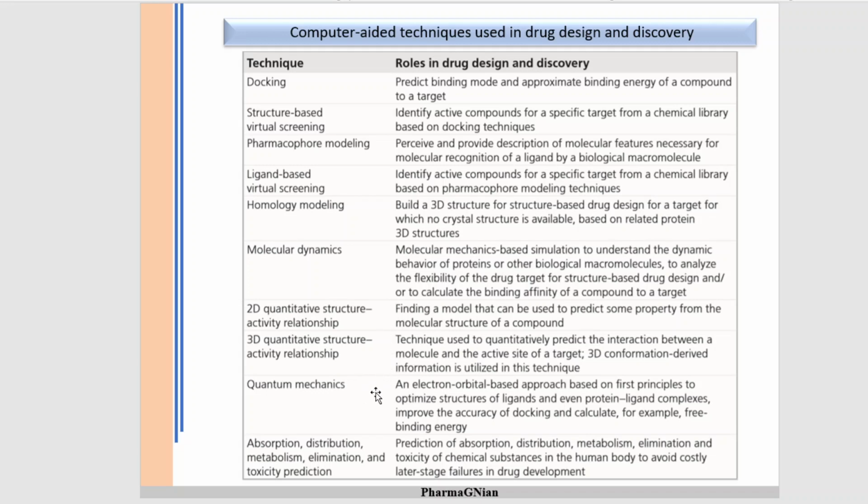The next technique is quantum mechanics, and it has a role in drug design and discovery too. It optimizes the structures of ligands and even protein-ligand complexes, and improves the accuracy of docking and calculations. The last technique is to predict absorption, distribution, metabolism, elimination, and toxicity, that is ADMET, of chemical substances in the human body. This is the main important thing, to avoid costly later-stage failure in drug development.